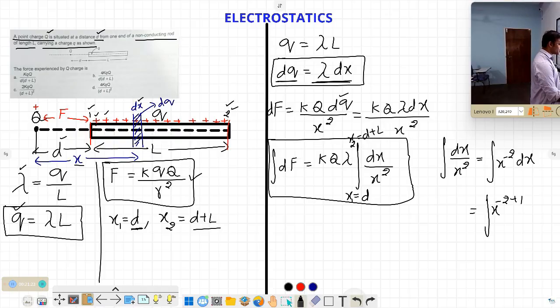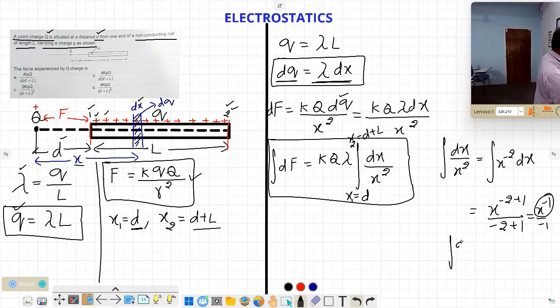After integration we should not write the integral sign. So after doing this, x power minus 2 plus 1 by minus 2 plus 1. After integration, how much are you going to get? This is x power minus 1 by minus 1. So that minus you can keep in front. That x power minus 1 you can make into the denominator. So integral dx by x square becomes minus 1 by x.